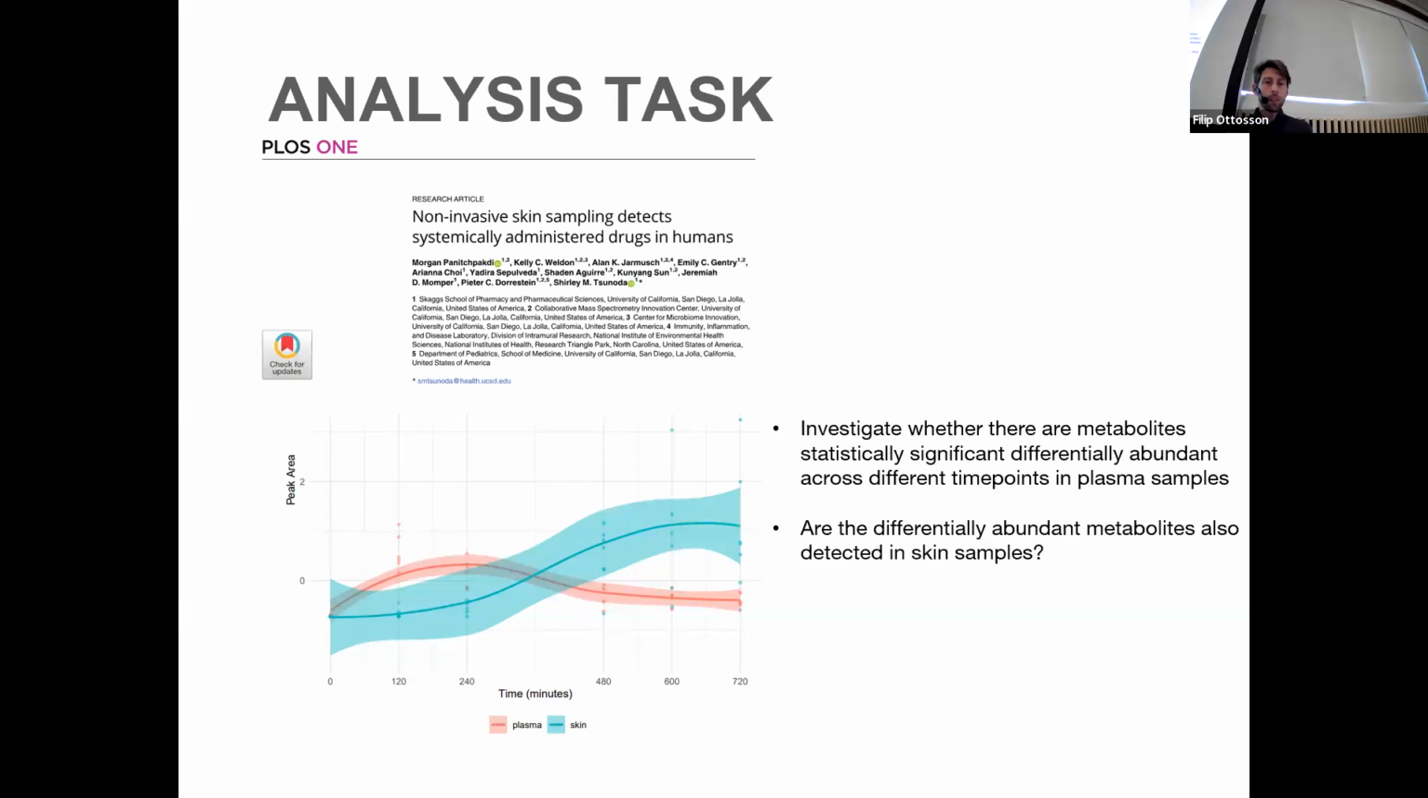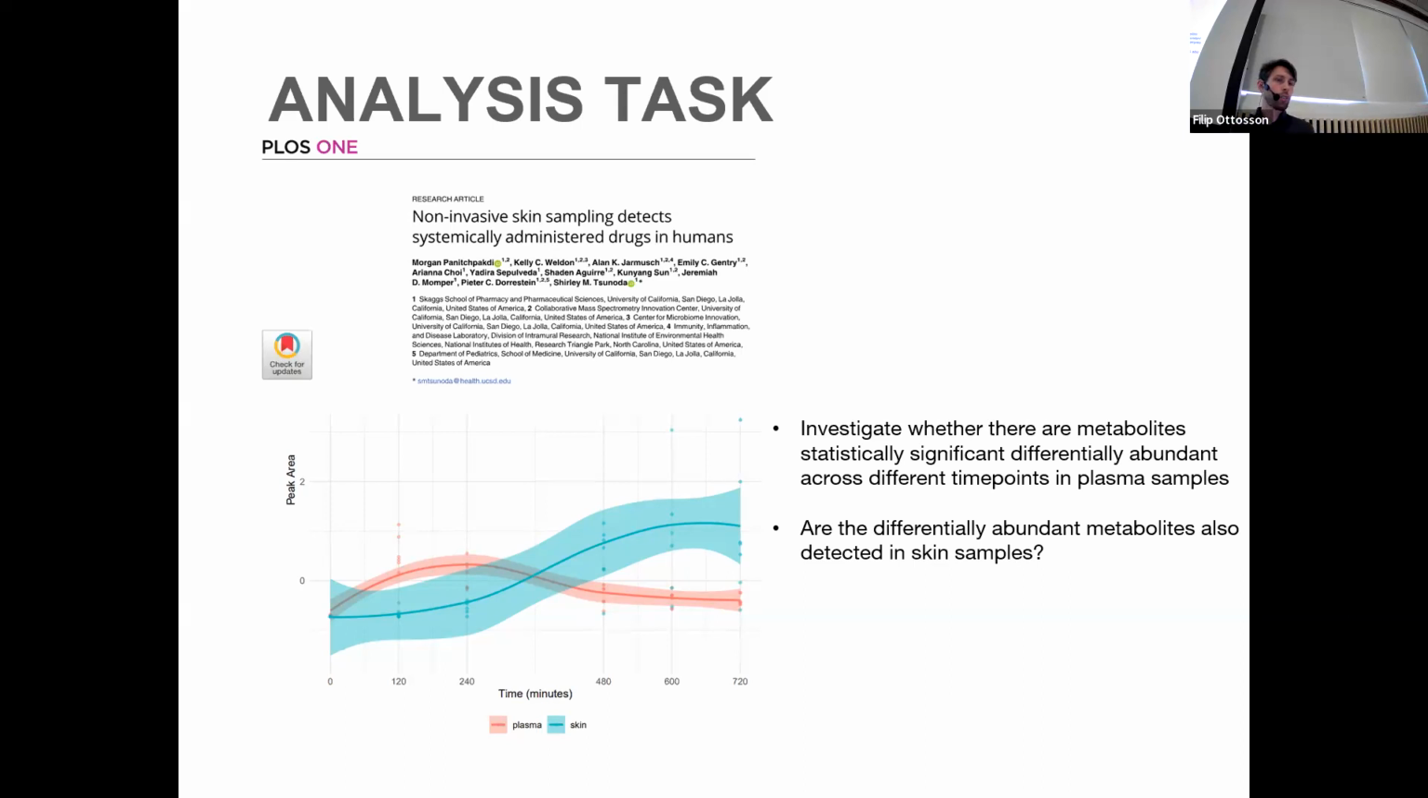The aims, I guess, will be to investigate if there are metabolites that are statistically significant across these different time points. First in plasma, and then we look at these metabolites in detail to see if they're actually detectable in skin, to see if they can be used as a biomarker already in skin, which would be good.